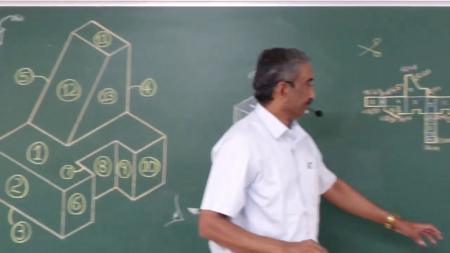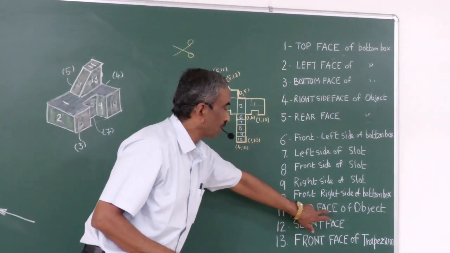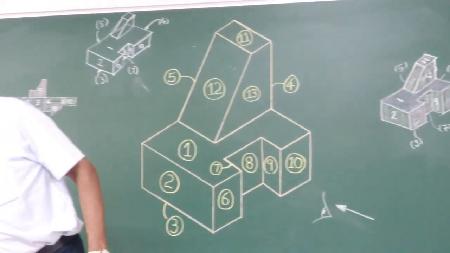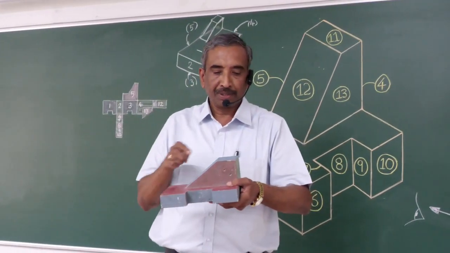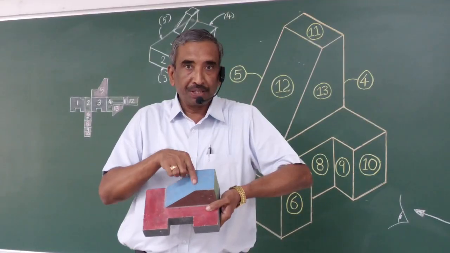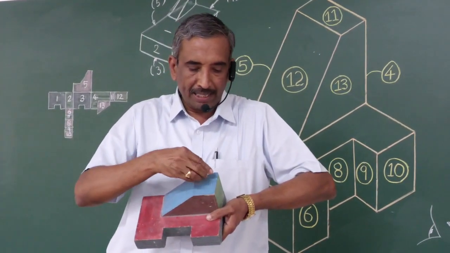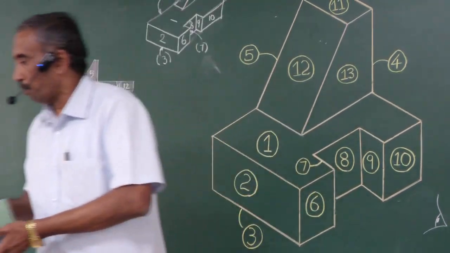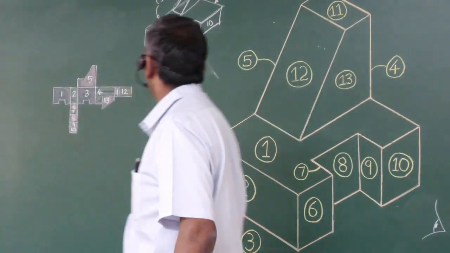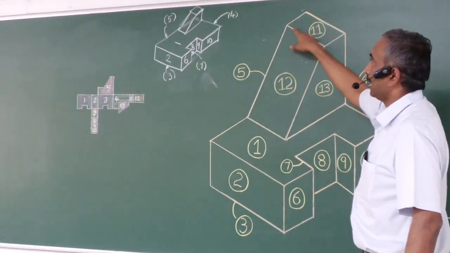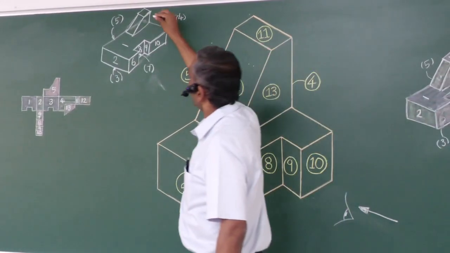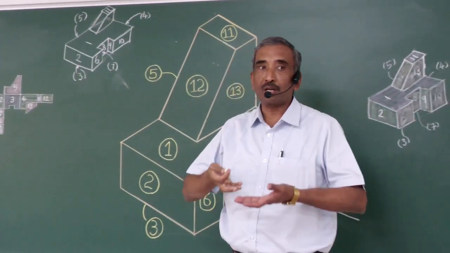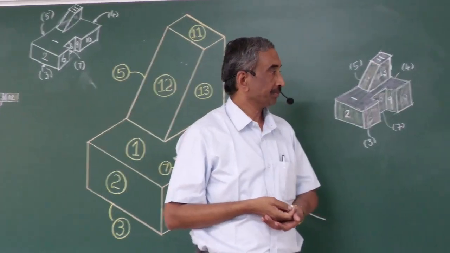What is face 11? Face 11 is the top face of the object. You can see the object. This is my top face. This is called face 11. In the model, this is my face 11. In the drawing you have made, this is my face 11, the top face of the object.